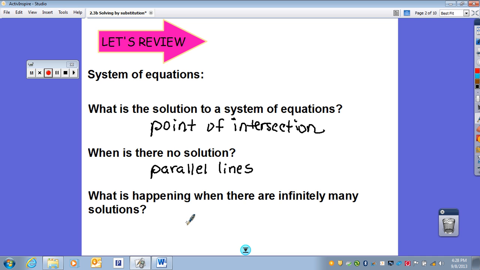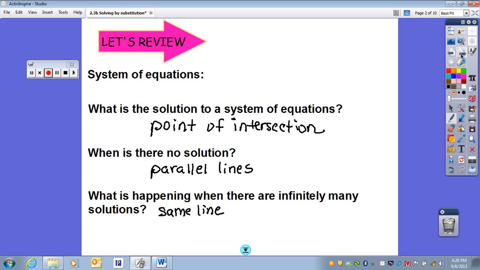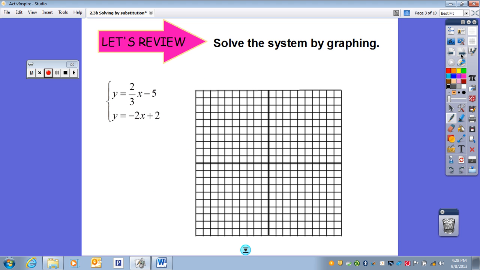What is happening when there are infinitely many solutions? Then we have the same line. Let's review solving by graphing.